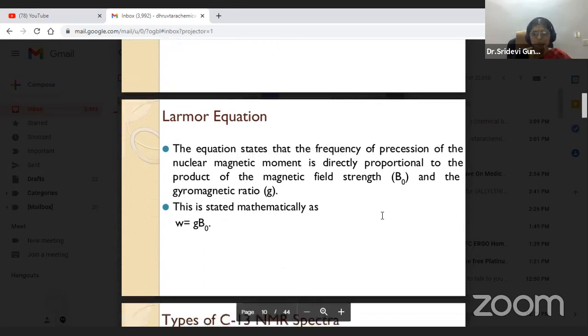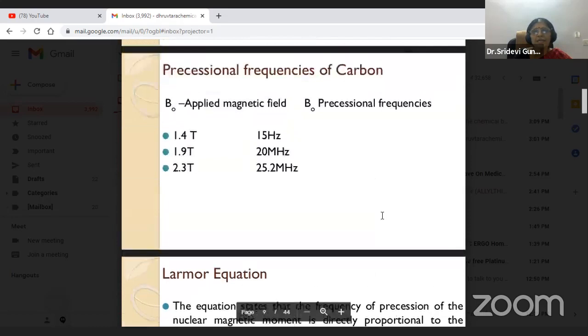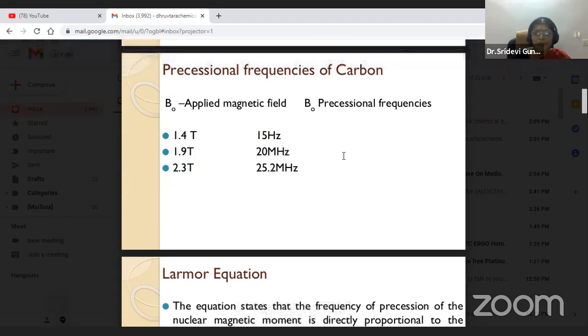Okay. So what have we seen? Carbon-13, a magnetic nucleus, when placed in an applied magnetic field, has different precessional frequencies. These are the precessional frequencies for TMS, the reference used. 1.4 Tesla, 15 megahertz. 1.9 Tesla, 20 megahertz. 2.3 Tesla, 25.2 megahertz.